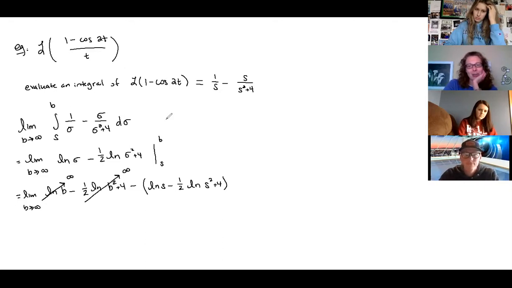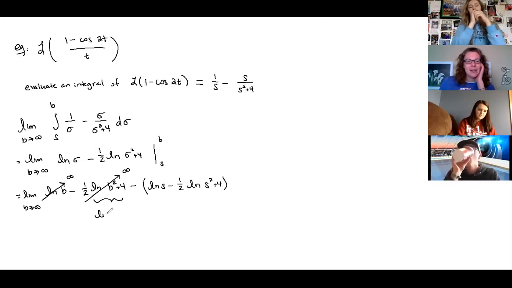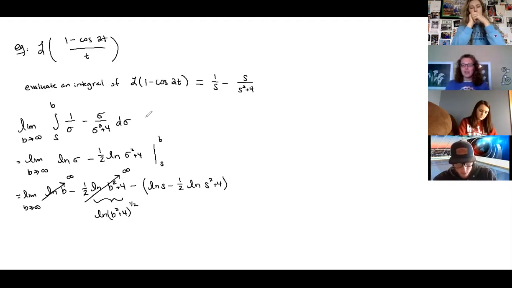And I can only see 3 of you right now, but I bet the rest of you are looking equally crabby. So here's the trick. Remember when we have a constant out in front, we can bring it up and make it an exponent. So this is really like the natural log of b squared plus 4 to the 1/2, right? When you have natural logs, the coefficients can come out in front. And then basically these natural logs are the same.